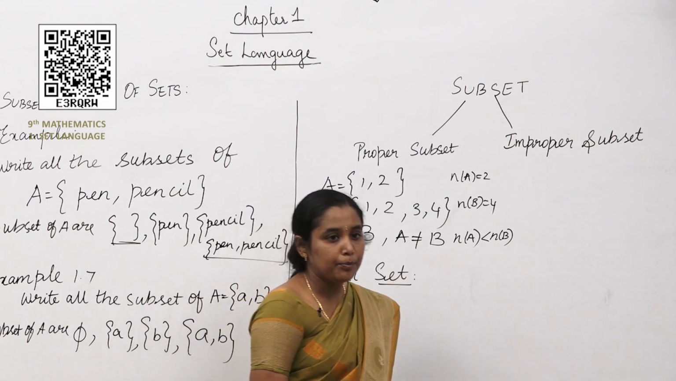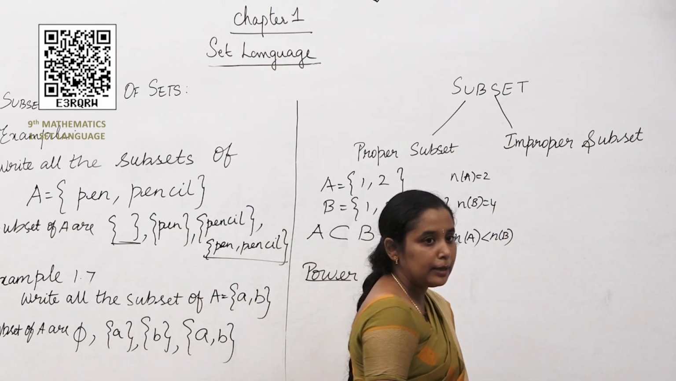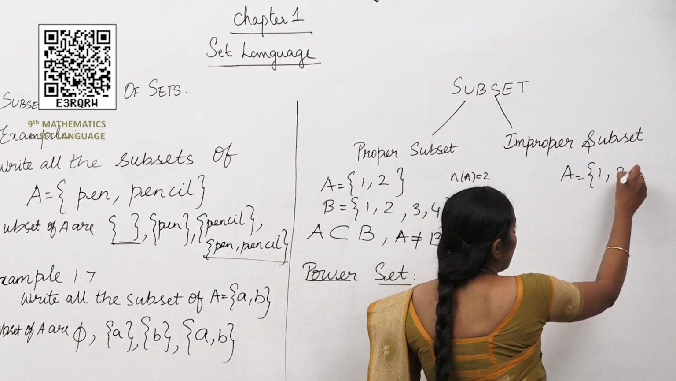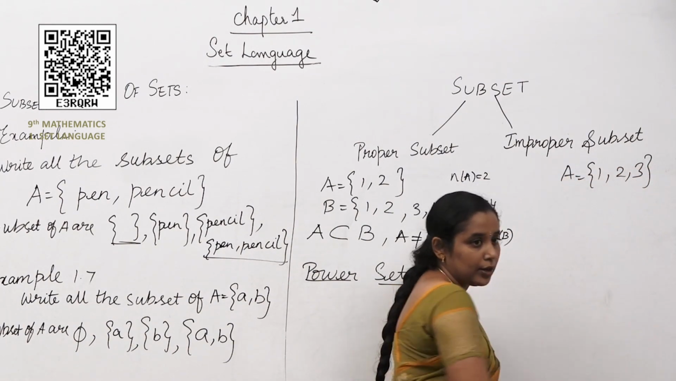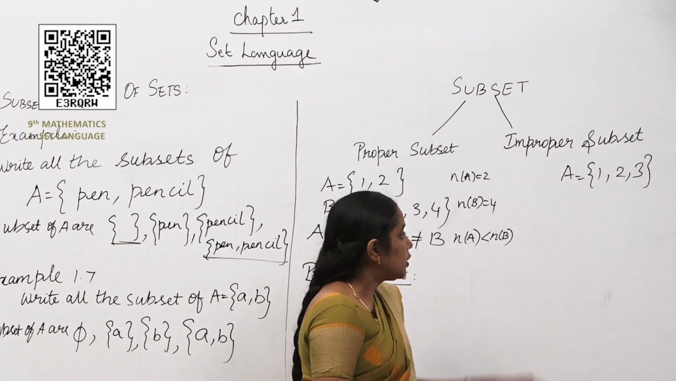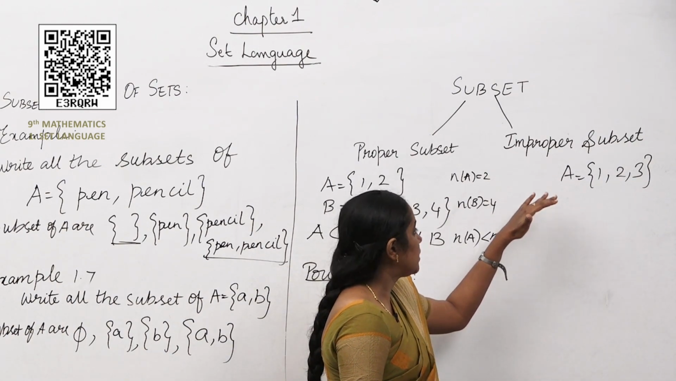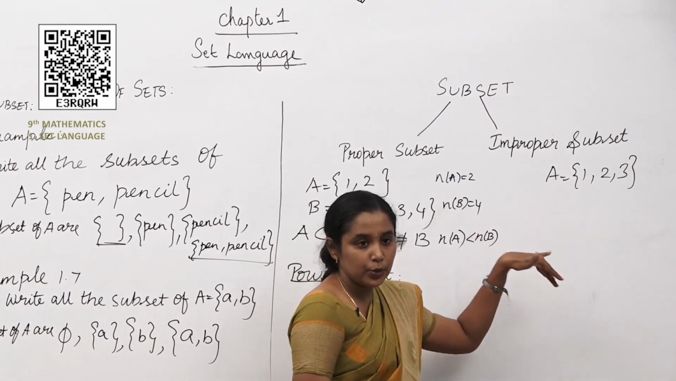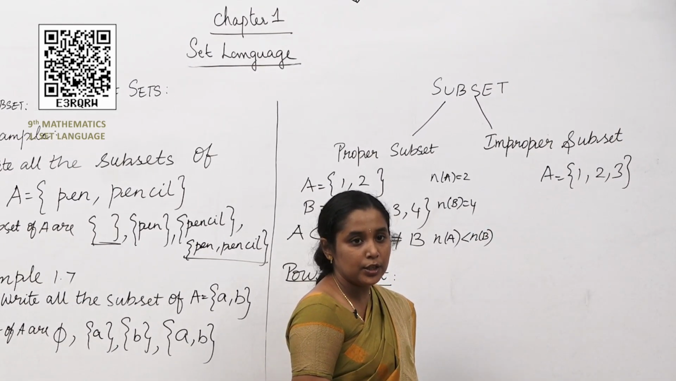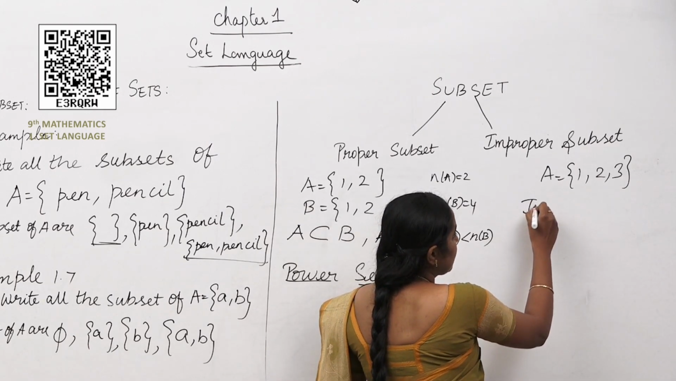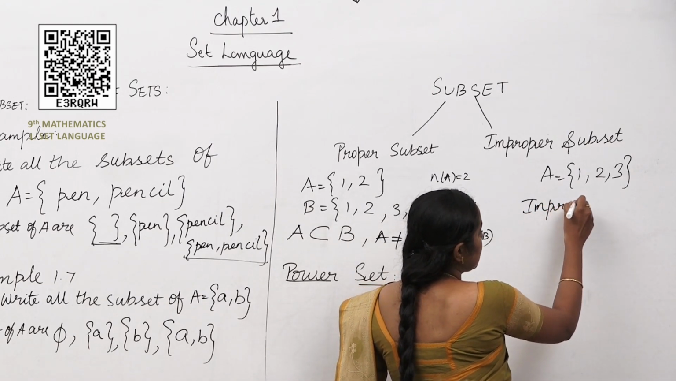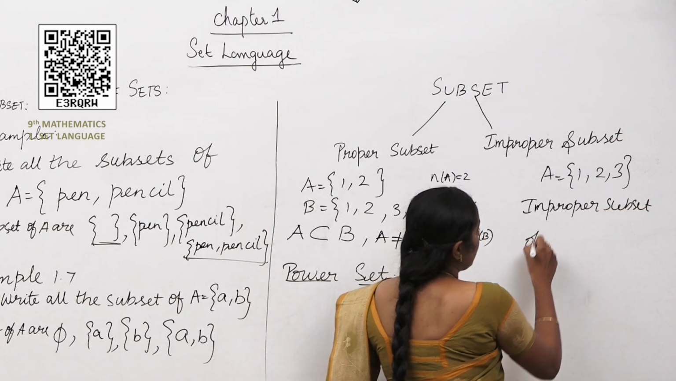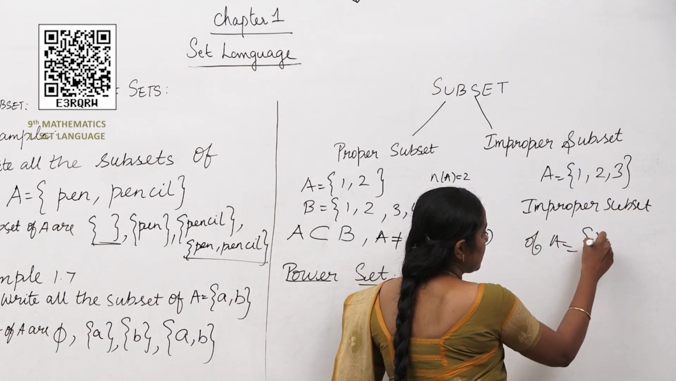Next, we will move on to improper subset. Suppose you are taking A is equal to {1, 2, 3}. Improper subset means every set is a subset to itself. So what is the improper subset of A? The improper subset of A is equal to, what you will write, a subset to itself.